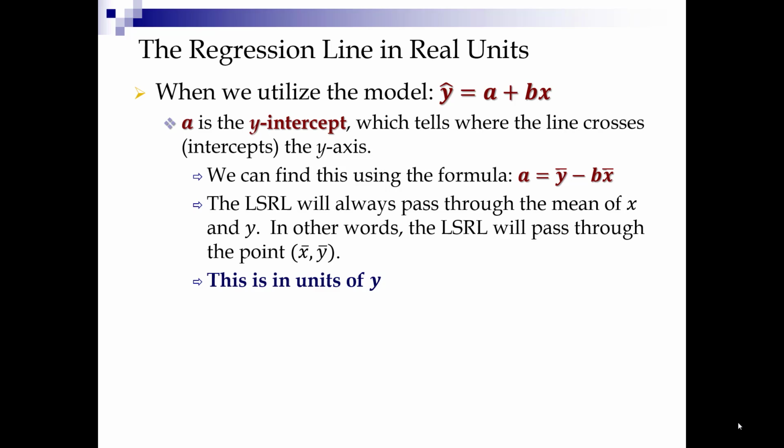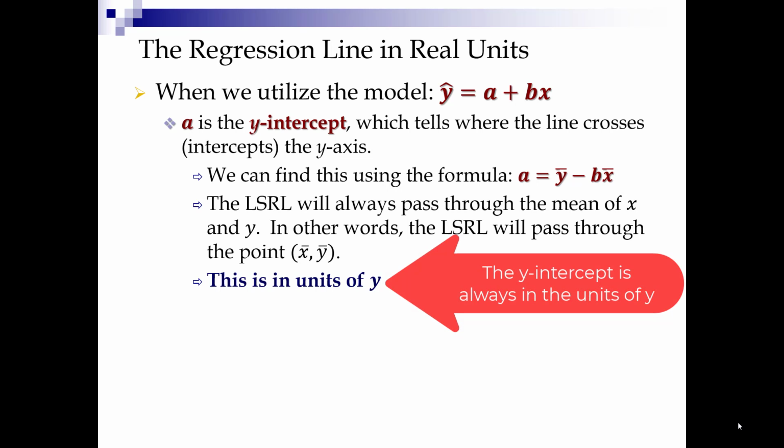The LSRL, or the least squares regression line, will always pass through the mean of our x and our y. In other words, the LSRL will pass through the point x bar, y bar. This is in the units of y, of course.